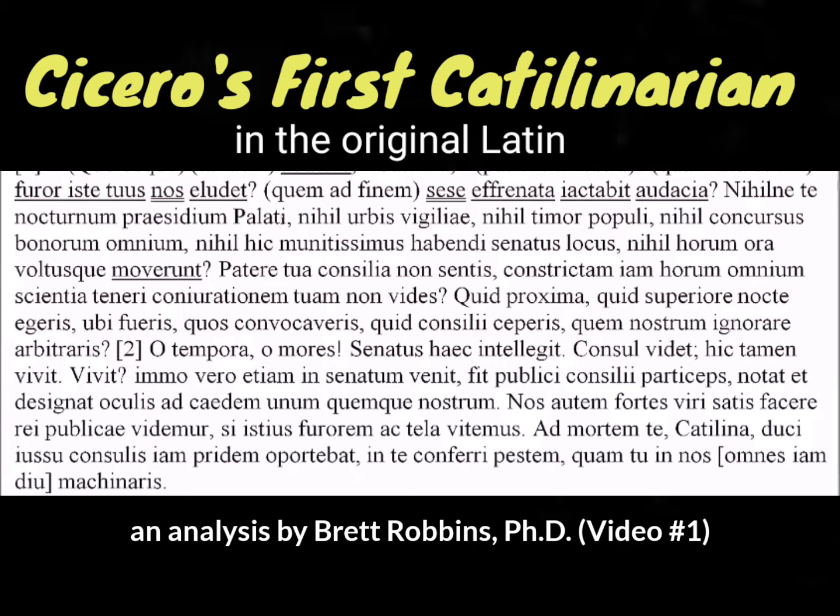So, have not A, B, C, D, E, F moved you? Have not all of these things moved you? You idiot, Catiline, is the idea. And then we have adverbial material on the side. So, nihil ne te nocturnum praesidium palati. So that's going to be the first A, B, C, D, E, F of six sub-subjects, if you will. Parts of the subject.